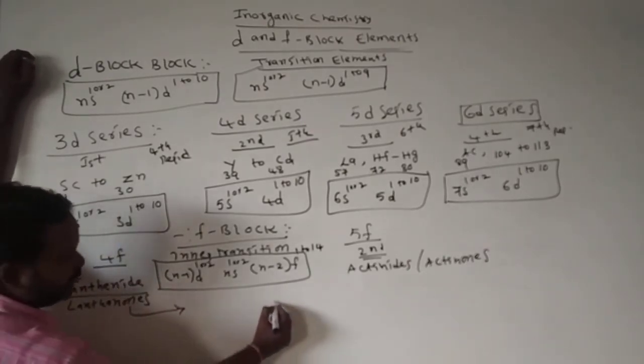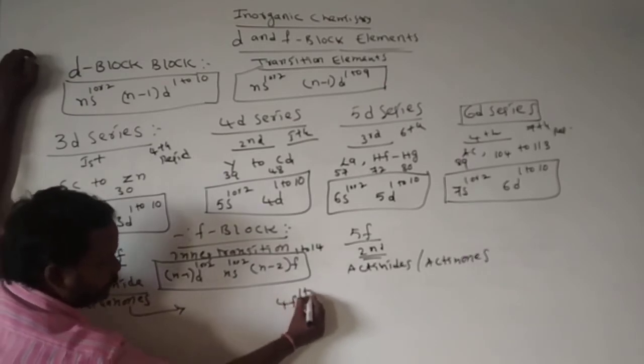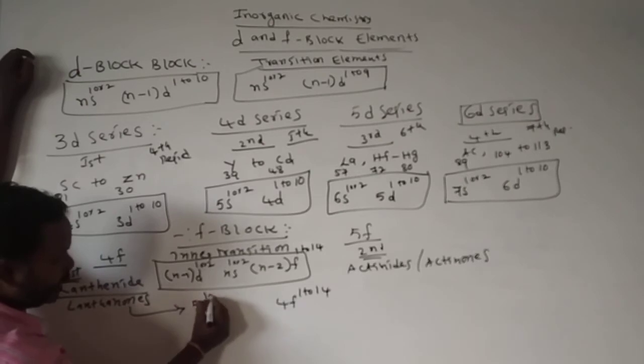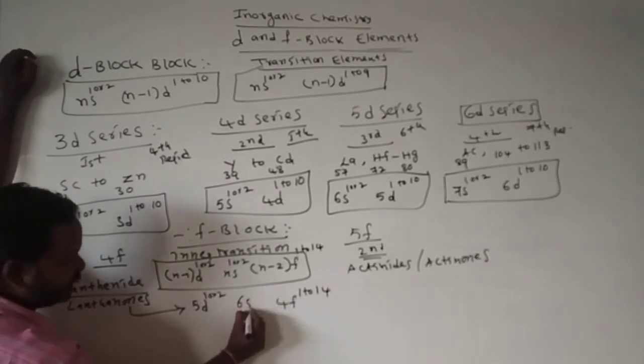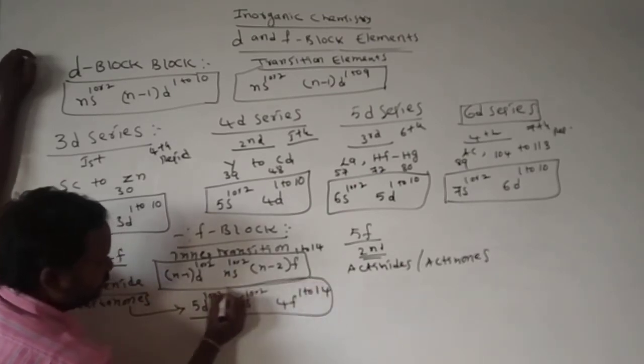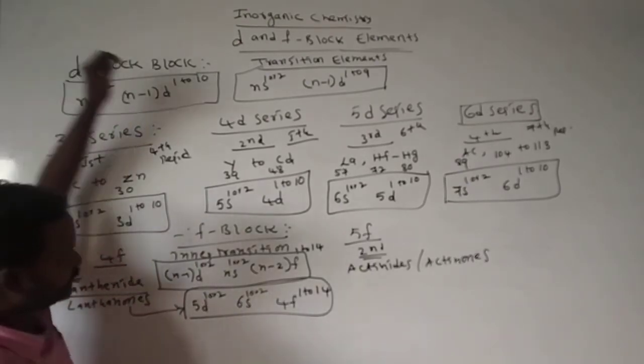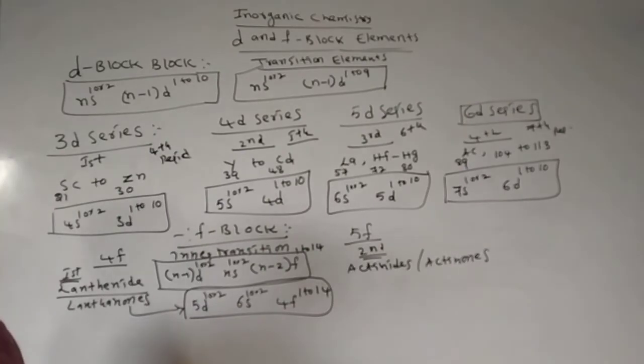The general electronic configuration of lanthanides, the 4F series elements: write 4F 1 to 14, 5D 1 or 2, 6S 1 or 2. This is the general electronic configuration of lanthanides. This is an important question, compulsory from the NEET level or CET level or PU point of view also.